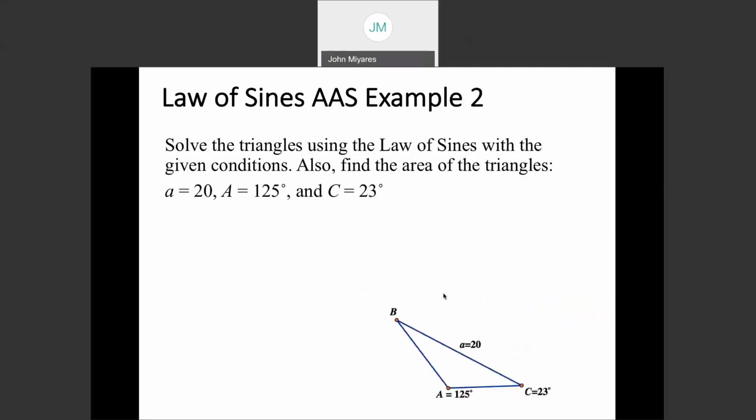Here's one I want you to try on your own. You have side A equals 20, angle A equals 125 degrees, and angle C equals 23 degrees. A quick calculation will get you that angle B is the difference from 180 degrees, which will get you 32 degrees. A diagram of this one is also shown. Why don't you pause the video for a few minutes and give this one a try on your own using the law of sines.